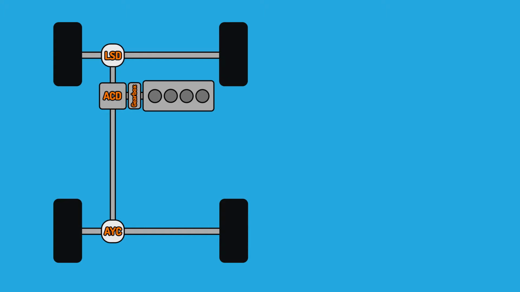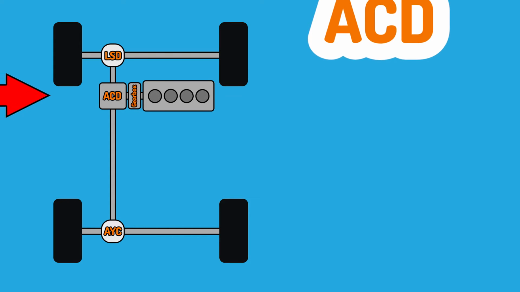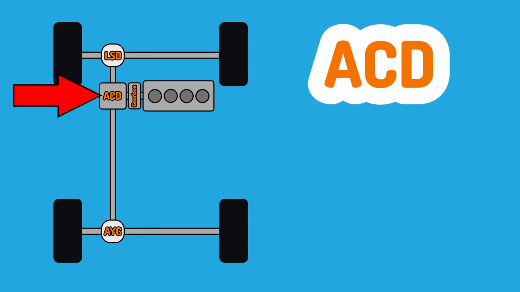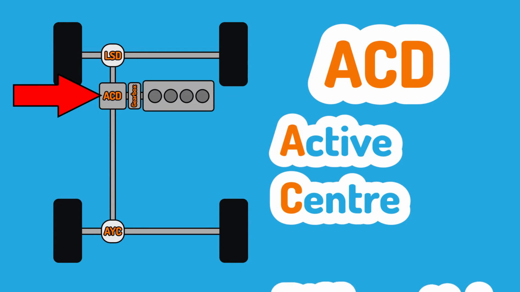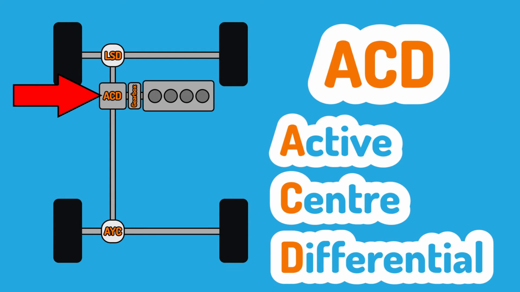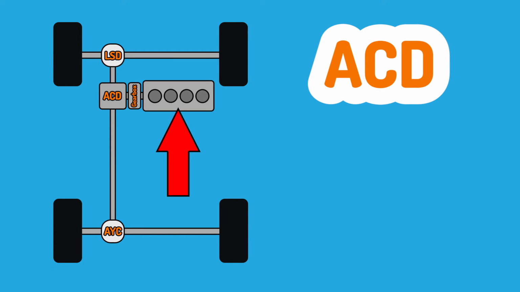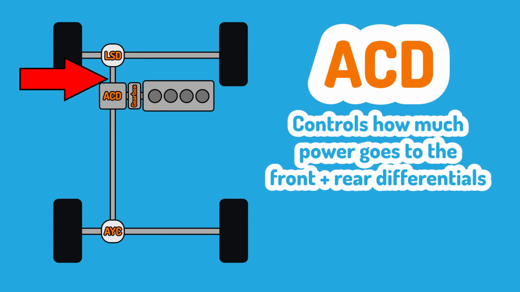So the first of these abbreviations is ACD. ACD stands for Active Center Differential, and the ACD will receive its power from the gearbox, which receives its power from the engine. Unlike most all-wheel drive cars, the ACD can actually control how much torque it wants to send to the front of the car or to the rear of the car. And this can help the car to correct understeer, oversteer, and generally it helps to send the power where it's needed.